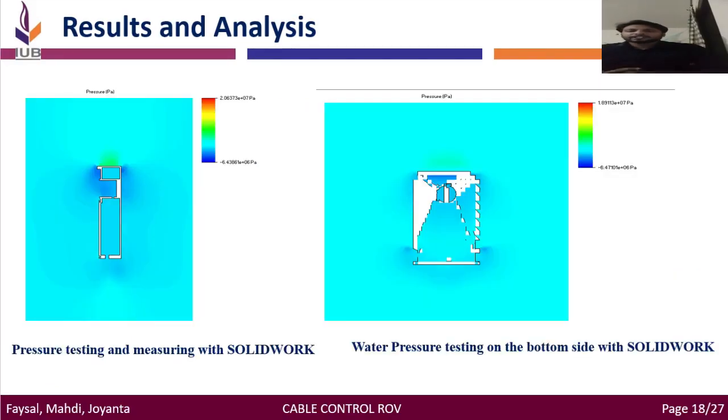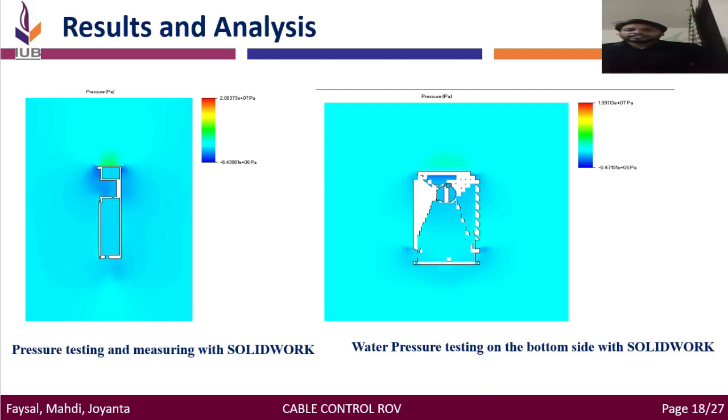Now the next result analysis part is the SolidWorks simulation. We have done each side of the simulation in a different way using the SolidWorks software. For example, the first one is the pressure testing and measuring in SolidWorks from the left and right side. It is basically the same, but we have shown the figure from the left side.